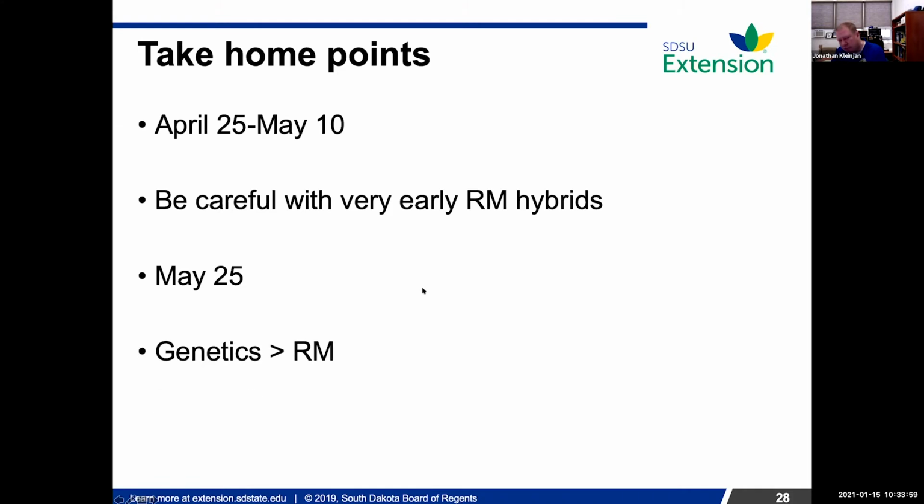And as always, genetics are more important than relative maturity. You guys saw in that study, I don't think I pointed it out, but the 95-day corn did better than the 100-day. Sometimes you just get a really good 95-day corn. It's better to stick with that than to try to push the maturity with a 100-day and pick up more yield that way. So I think I went over time.